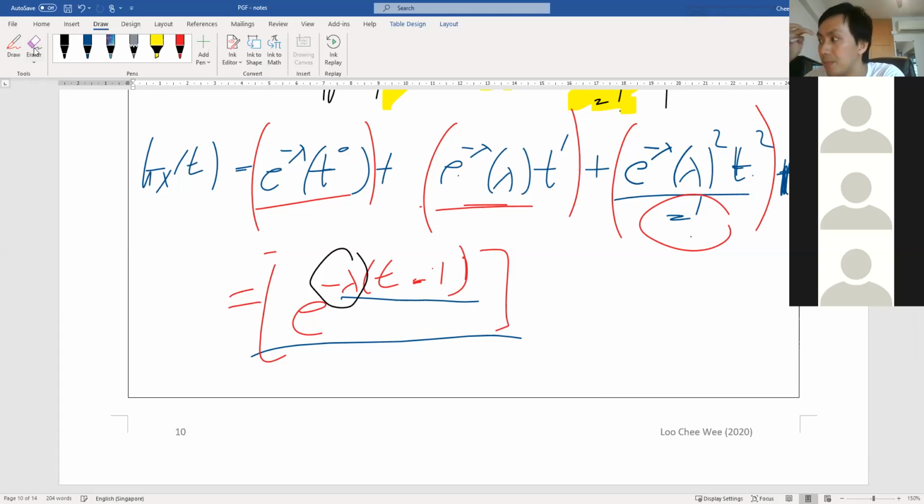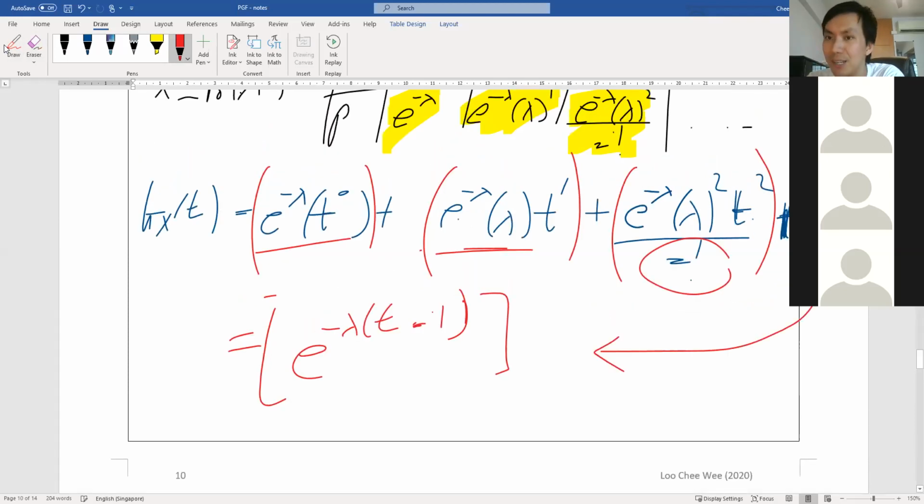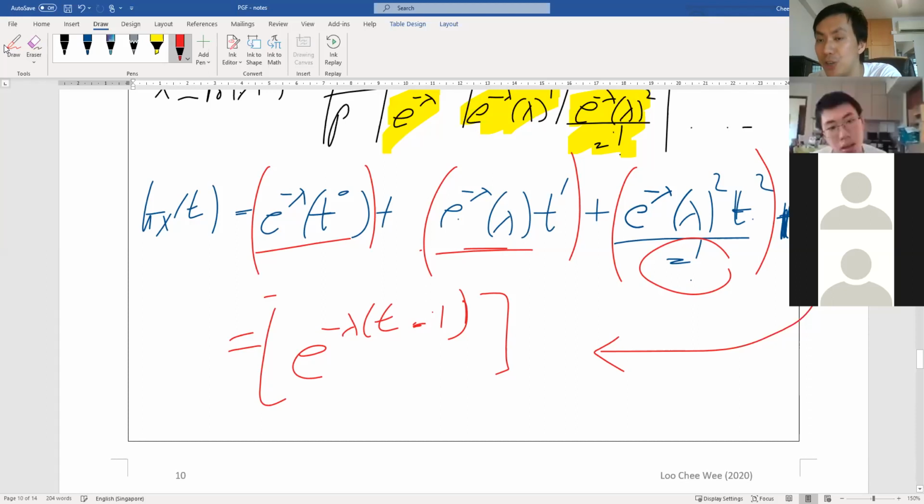Wait, so this is the simplified version of the PGF of the Poisson distribution? Yeah, this can somehow be factorized into this. The details you don't have to go through. Just know that this is the generic form of a Poisson PGF: e to the power of t minus 1, with negative lambda. That's all.